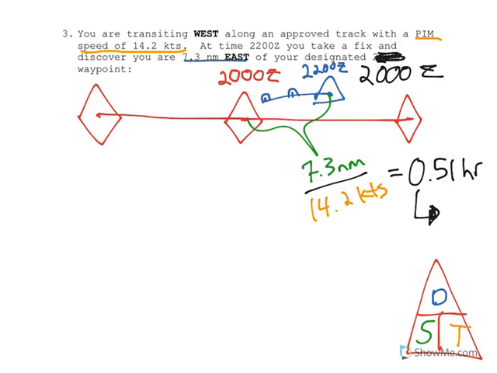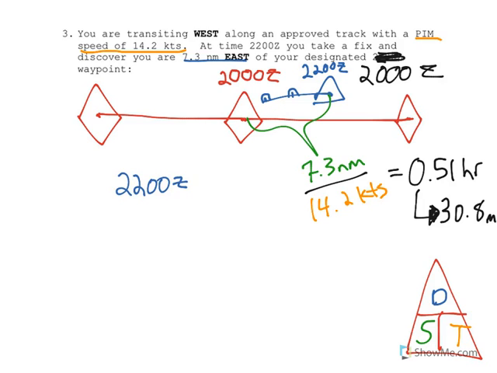Let's convert 0.51 hours into minutes. So we'll multiply 0.51 hours times 60 minutes in every hour, and we get 30.8 minutes. So that's telling us it'll take around, we'll call it 30.8 minutes. It'll take us 30.8 minutes to get from here to here.